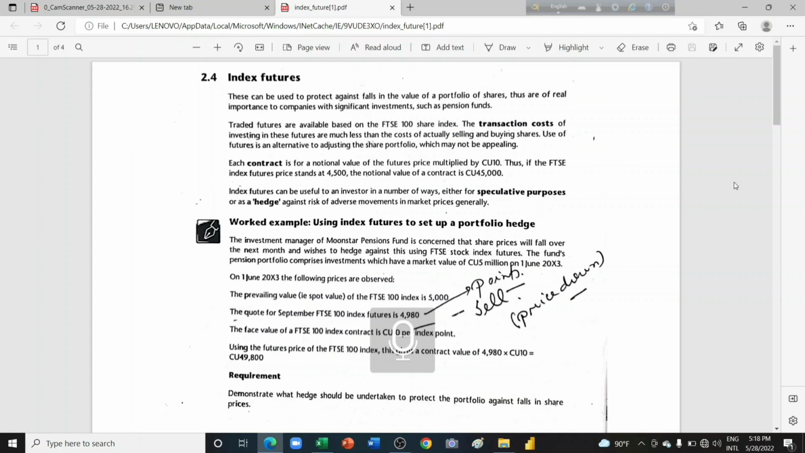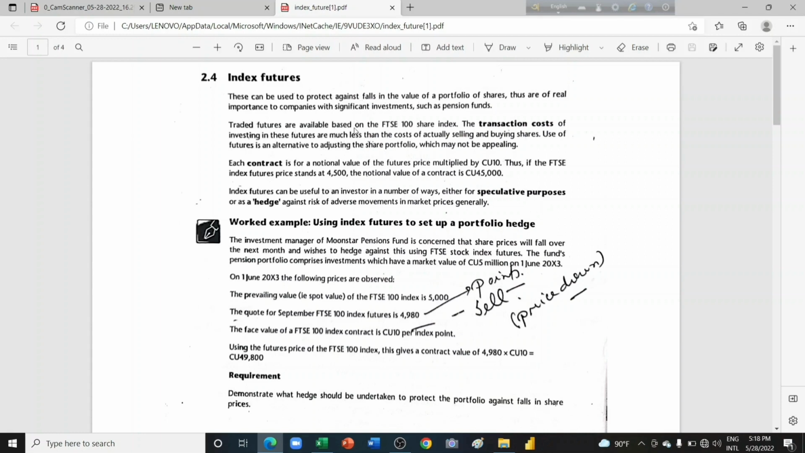We are going to learn about the index futures. So what is the index futures? As you can see from here, these can be used to protect against falls in the value of a portfolio of shares. Those are of real importance to companies with significant investments, such as pension funds. So these are the futures which are basically used to protect you against the fall in the stock market or in the pension funds or bonds market, any sort of stocks which is volatile in terms of prices. You can be protected by these derivatives.